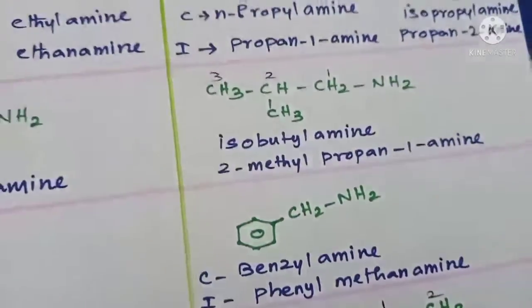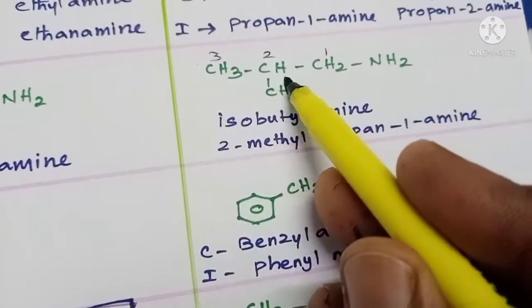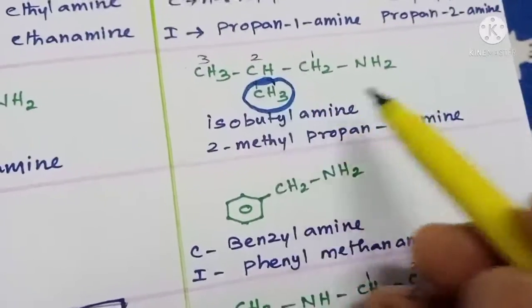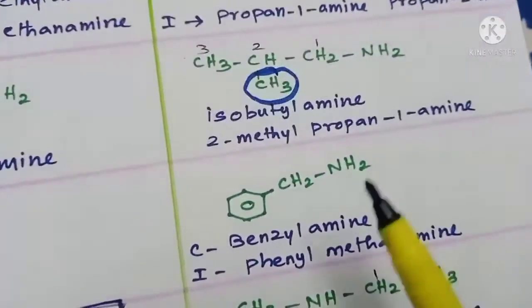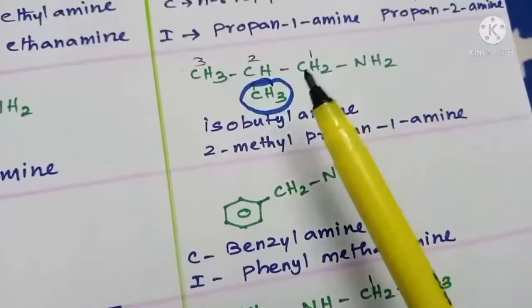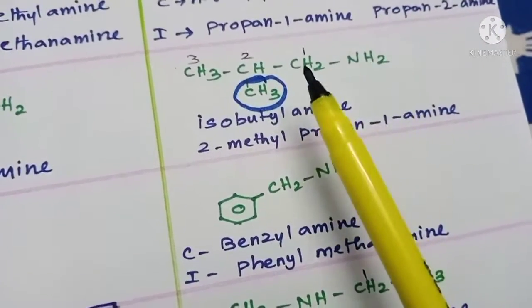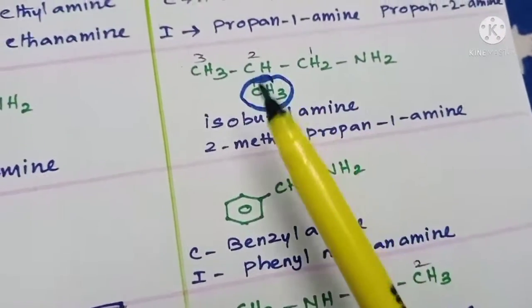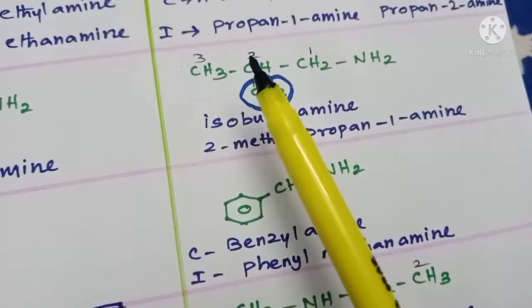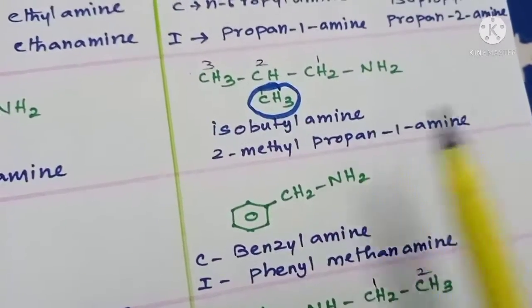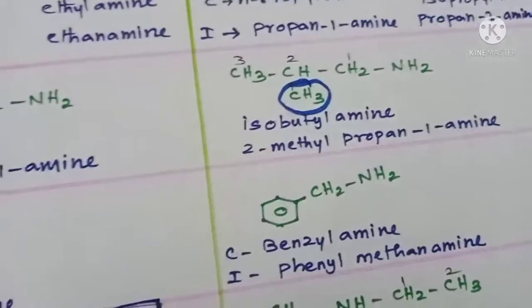Here you have to consider this methyl group as a substituent. So propanamine with a methyl substituent, methylpropanamine. While numbering, the amino carbon gets number 1, propan-1-amine, and the methyl group is attached to the second carbon, so 2-methylpropan-1-amine. That's the IUPAC name of isobutylamine.